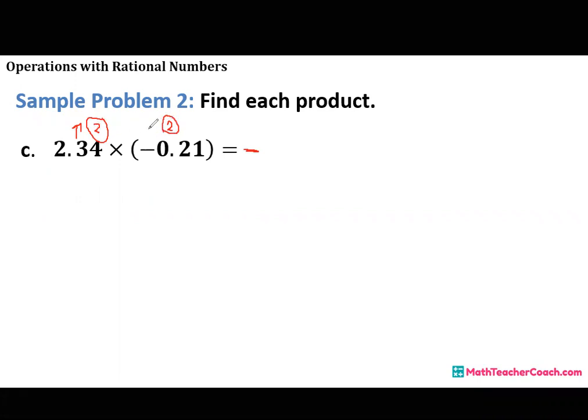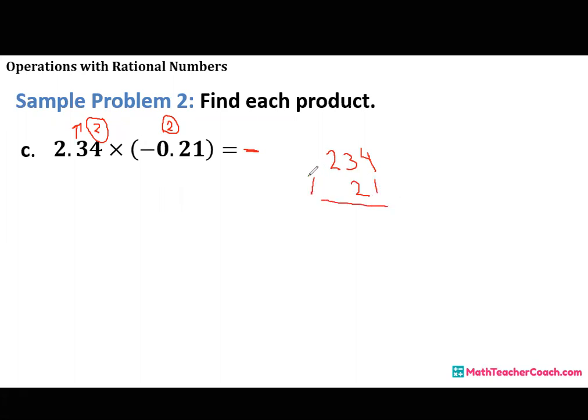So we can keep it in our bank, as I said in the class. Then for the first one, I have the decimal point after 2 digits, and the second also after 2 digits, which means in the final answer, the decimal point will be after 4 digits. Now we have 234 times 21.